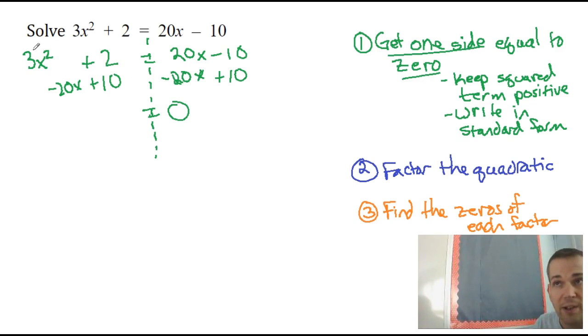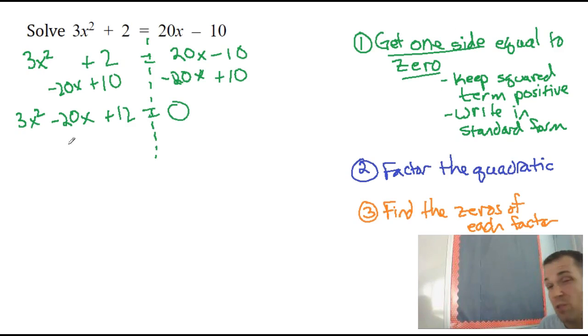And this 3x squared has no friends, so it just stays 3x squared. This negative 20x has no friends, so he stays negative 20x, and then these guys combine, they are buddies, they make a positive 12. I've done it. One side's equal to 0, the expression's in standard form, and the squared term is positive. So I'm ready to start my step 2, which is factoring.